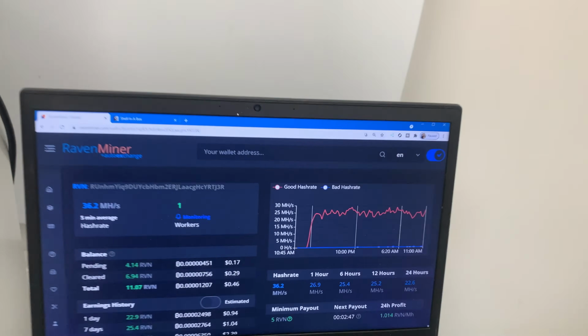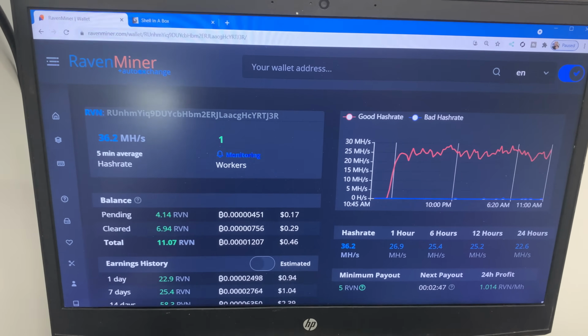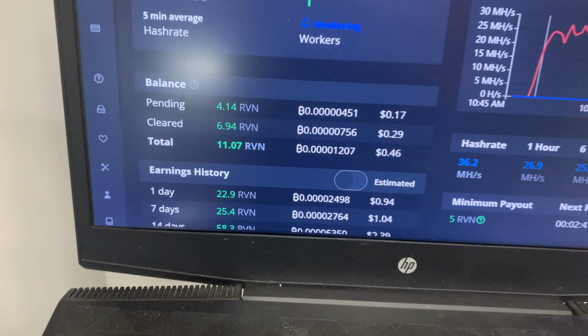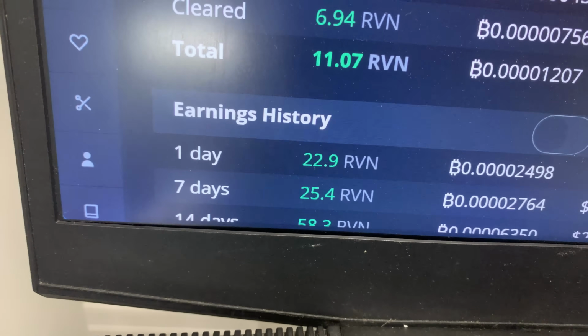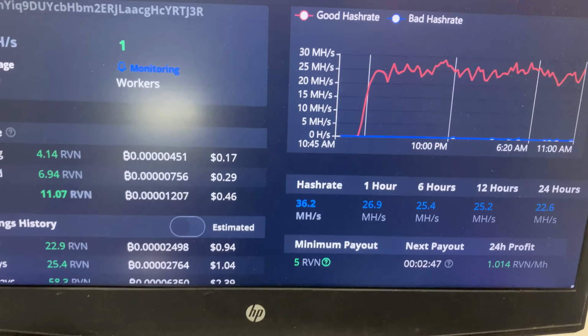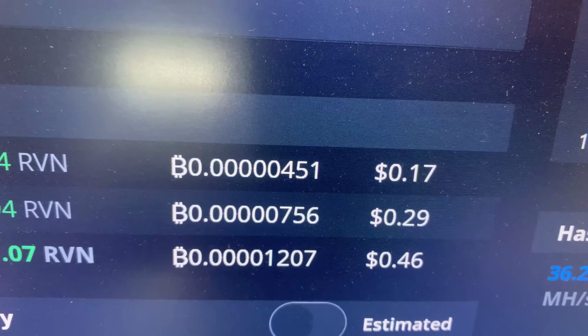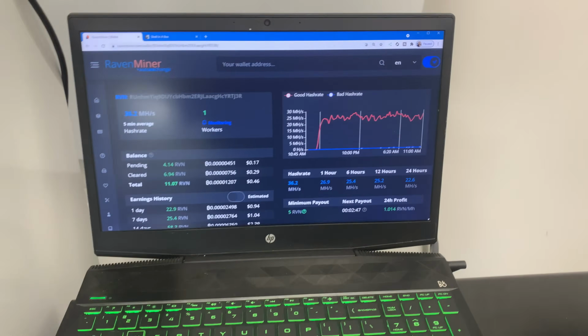I'm gonna come over to here. And we've got Raven Miner. So this is the mining software. And so far we've done about 29 Raven, I think, created. But it's only like, 11 Raven coins is only worth 50 cents. So we're still doing well there.